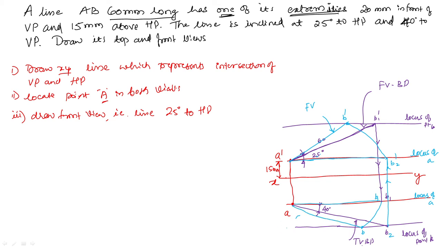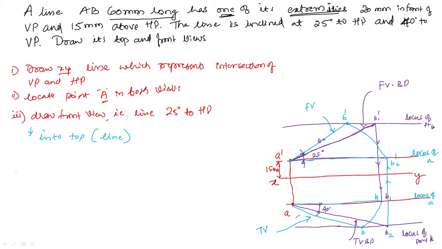Join this AB. Now this is the true top view. Now draw the front view, that is, a line at 25 degrees to HP. So what we have done here is converted this line into top view. You have drawn its line into top view. Now it becomes a straight line, not an inclined line.